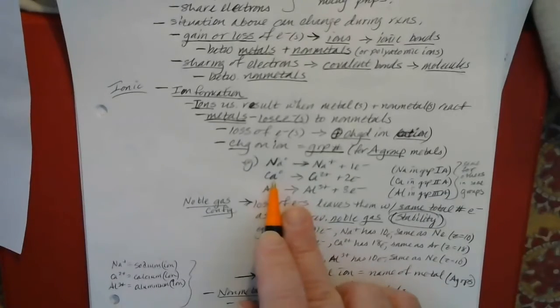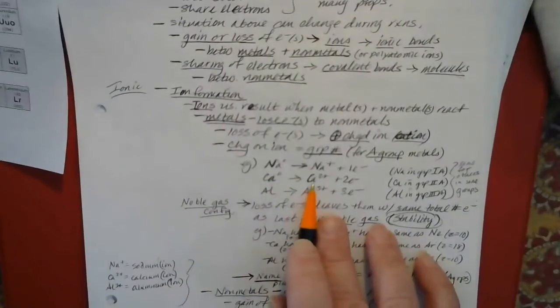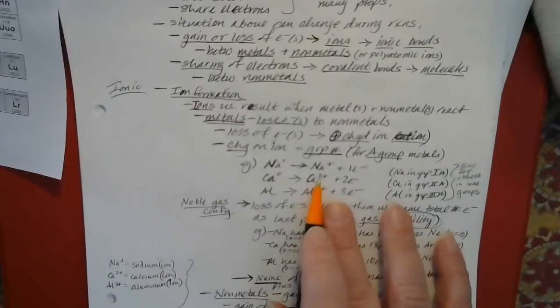Calcium is in group 2A. See, right there, group 2A. Calcium will lose 2 electrons and end up with a charge of +2, same as the group number.